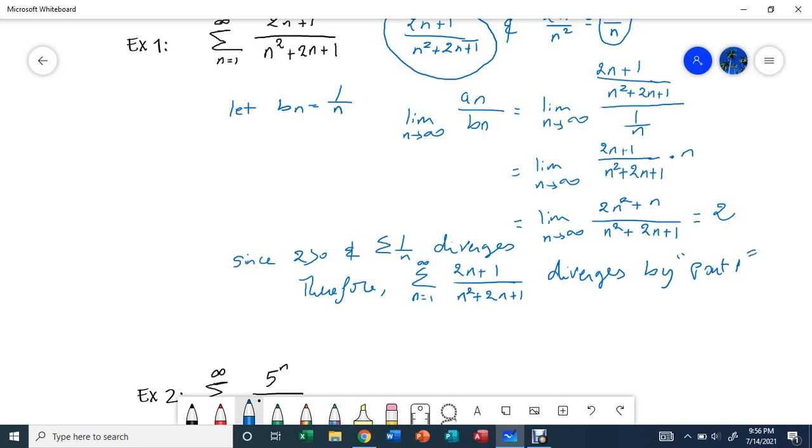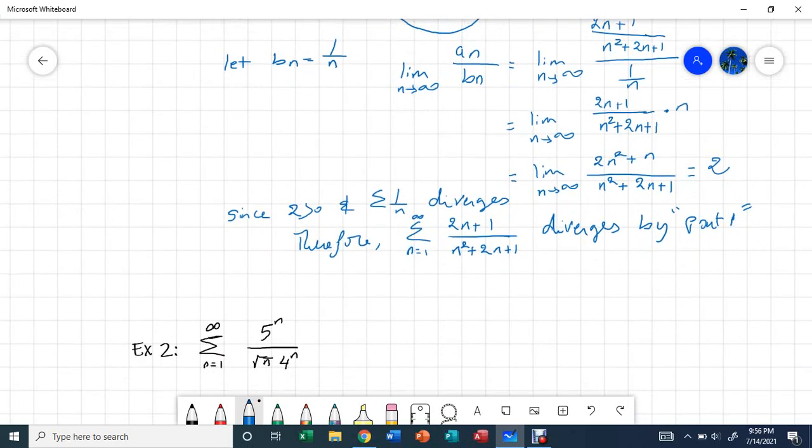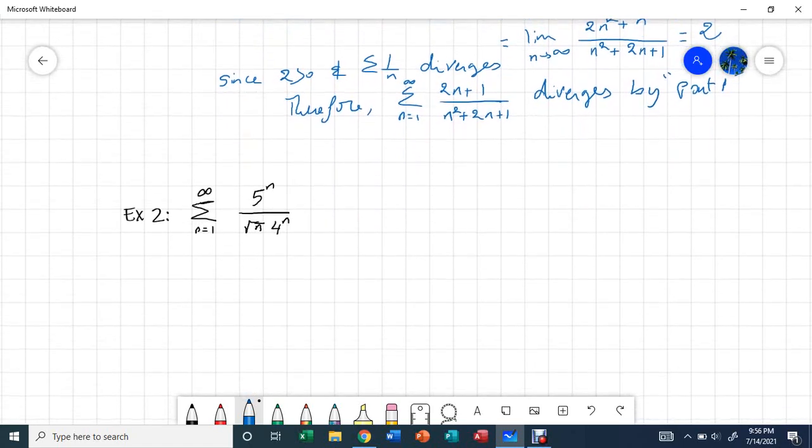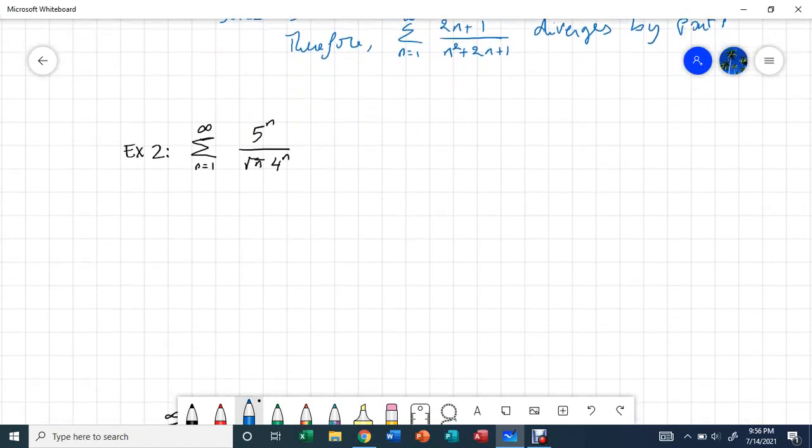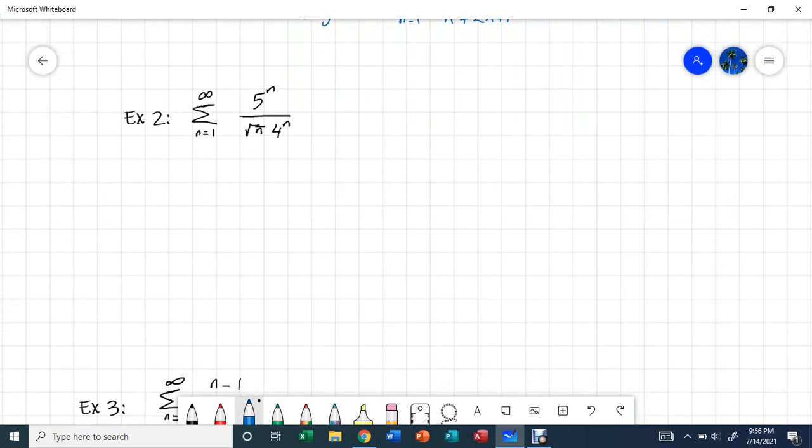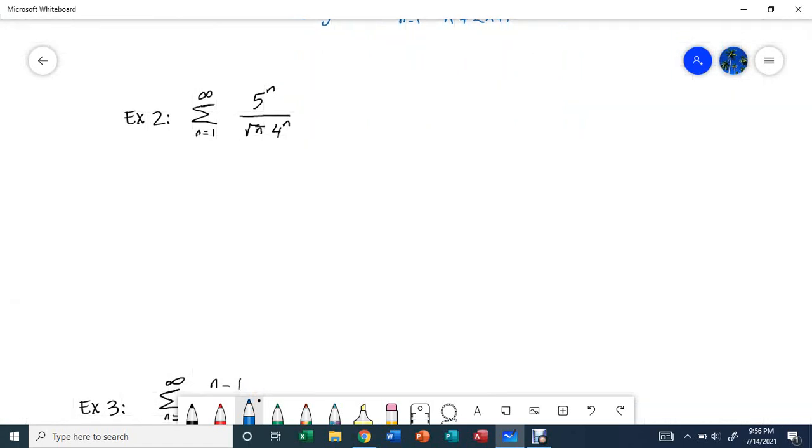So now let's look at one more example. The second example is the series from n equals 1 to positive infinity of 5 to the power n over square root of n times 4 to the power n. Same thing, you have to choose the series that behaves the same way as this series as n goes to infinity.